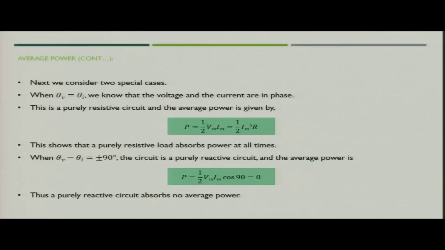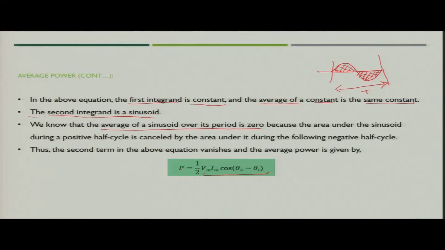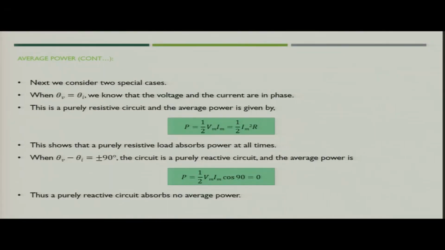Now, if you see that particular expression, the average power P is nothing but 1 by 2 Vm Im cos(theta V minus theta I). If you put the value theta V equal to theta I, that means both voltage and current are in phase. So, if both voltage and current are in phase, that means that the circuit is purely resistive.